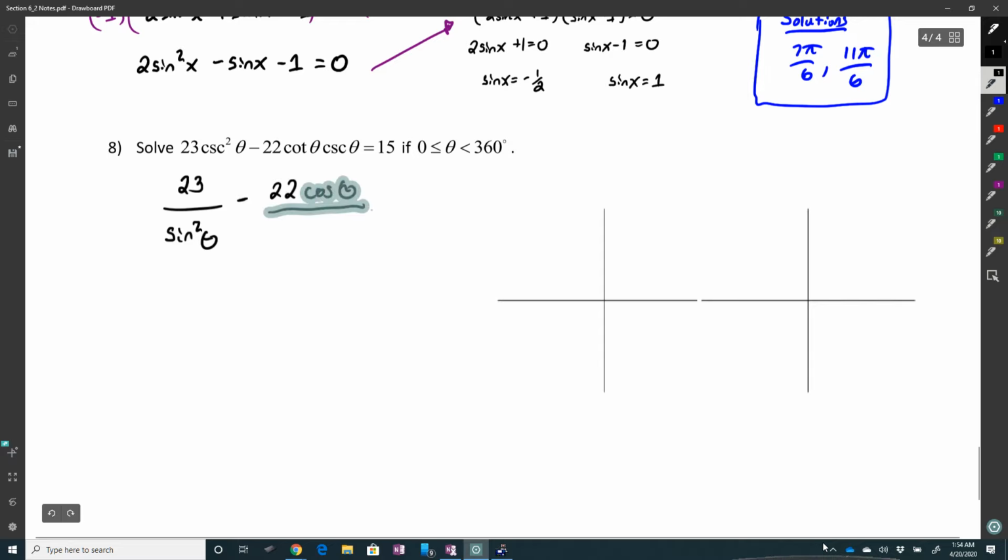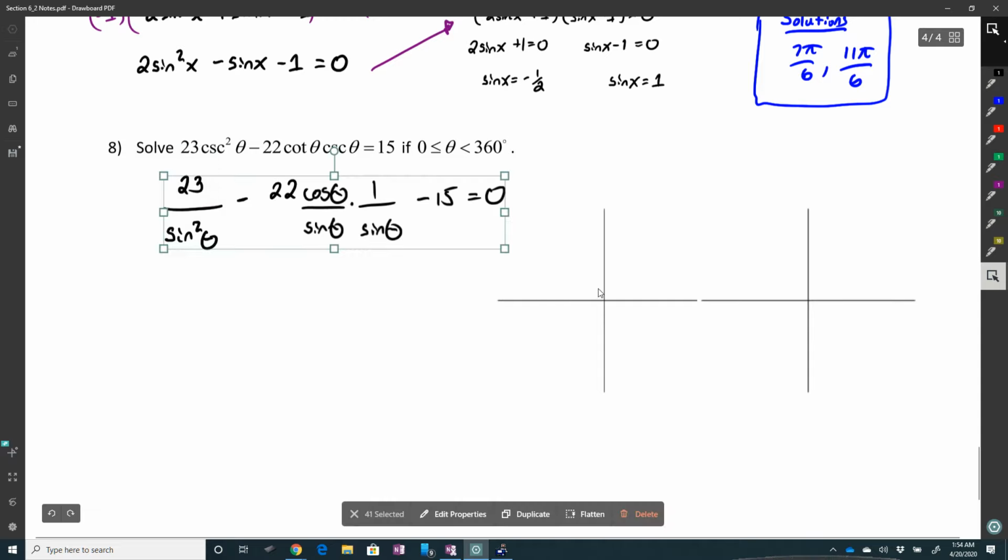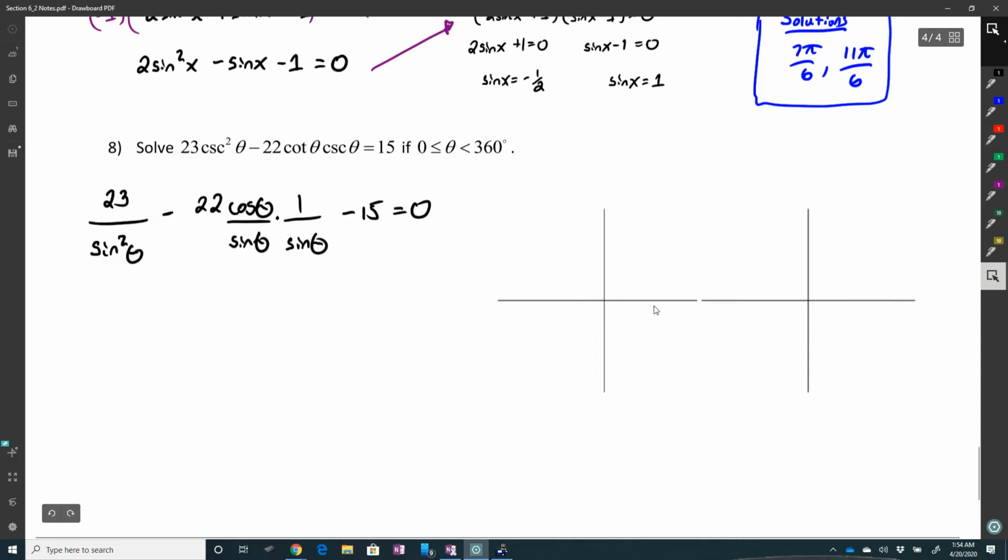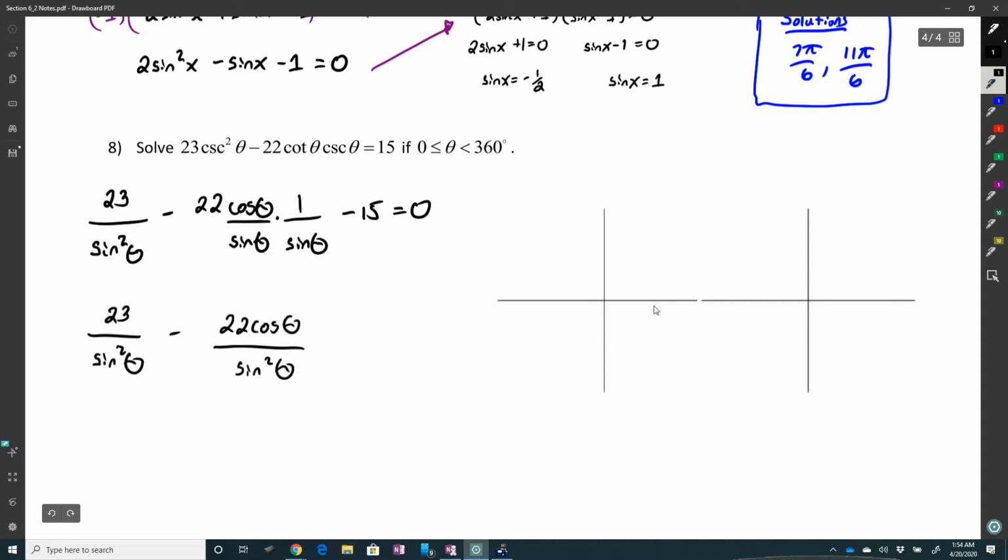So, I was trying to rush it, but let me go slower. 22 cosine theta over sine theta. Cosecant is 1 over sine theta. And I'm going to subtract the 15 to the other side. All right. So notice that in this problem, the denominator is sine squared for both of them. I have 23 over sine squared theta minus 22 cosine theta over sine squared theta minus 15 equals 0.